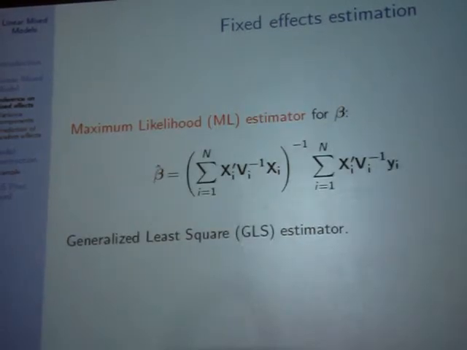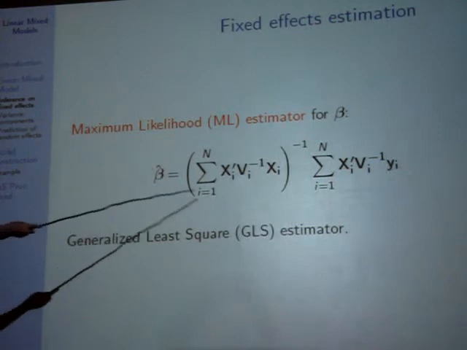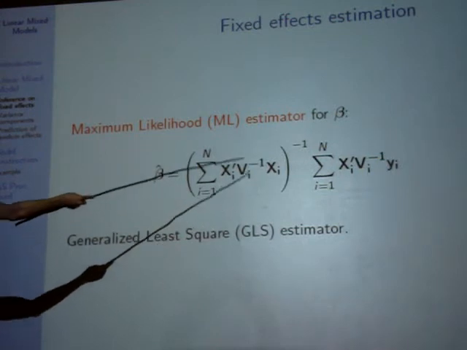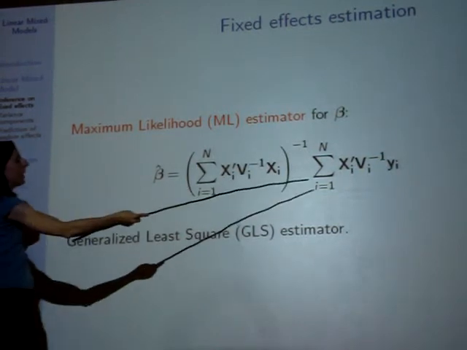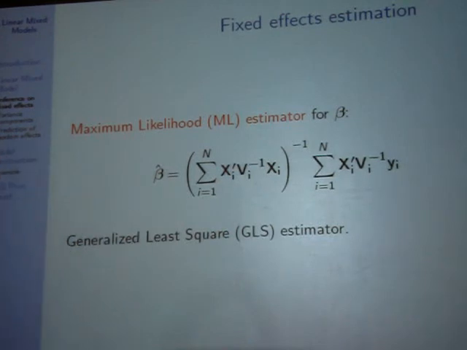If you calculate the derivatives of this likelihood with respect to parameter beta, you can show that the estimation of beta hat can be written like this: the inverse of x prime v minus 1 x, multiplied by x prime v minus 1 yi. This is the classical generalized least squares estimator of the fixed effects.